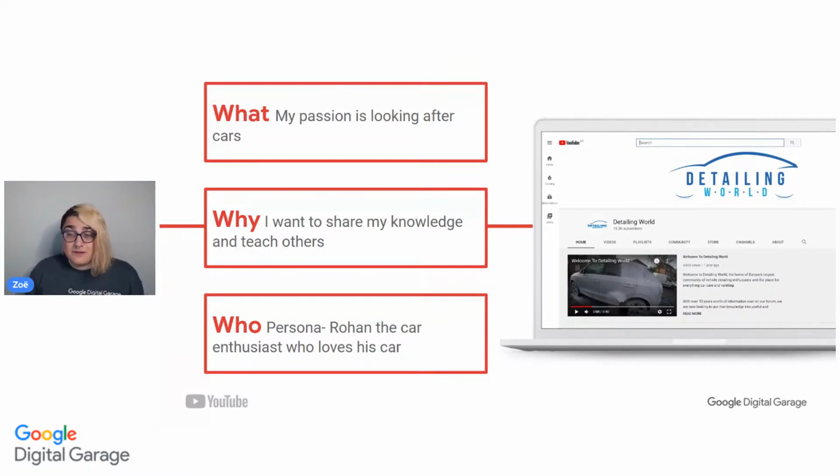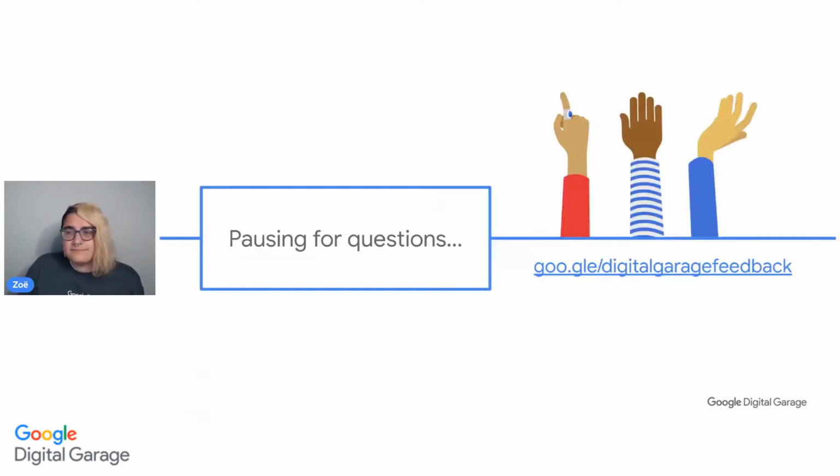And the who, well, we've got the persona, Rohan, the car enthusiast who loves his car, but maybe doesn't have that much time. Now we've answered those 3 questions. Do you see how much easier it could be to create videos for Detailing World? Now that we know what their passion is, we know why they're creating videos, and we know who they're trying to create videos for. Do you see how much easier it would be to create them, to write that script and to film that video? Because we've got those ideas that we don't necessarily have in any sort of other ways.